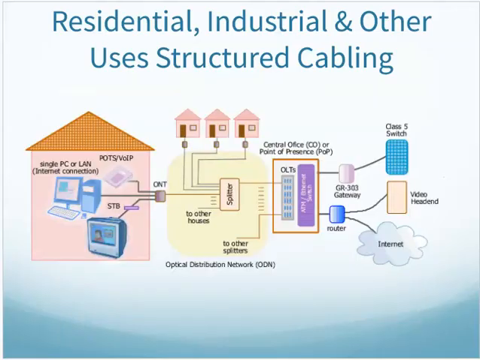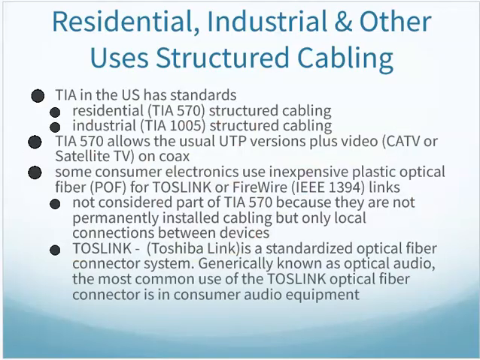I might even have a mixture of twisted pair and coax, depending on my connection to my house. Some consumer electronics use inexpensive plastic optical fiber. So a fiber that's plastic core instead of glass core, and used for Toslink or FireWire. They're not considered part of the 570 standard because they are local connections.